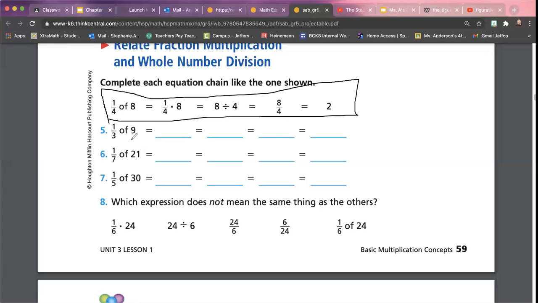So I want you guys to try number 5 on your own really quick. I'll give you a quick second, and then we'll talk about it. So 1/3 of 9, make it a multiplication equation, make it a division equation, make it a fraction, and then show your answer. So let's do this in our notebooks really quick, and then we'll chat, okay?